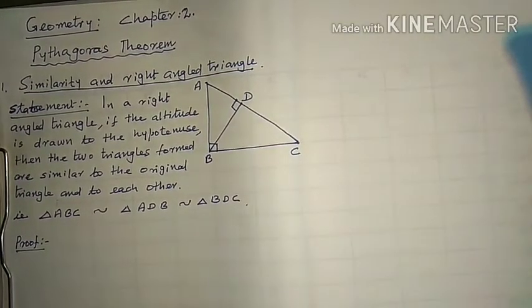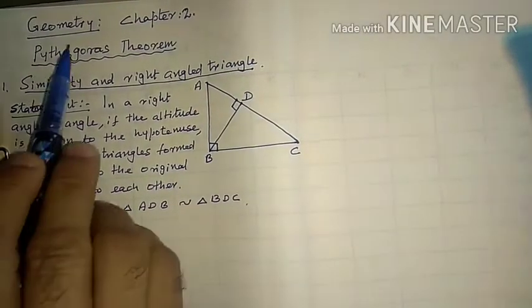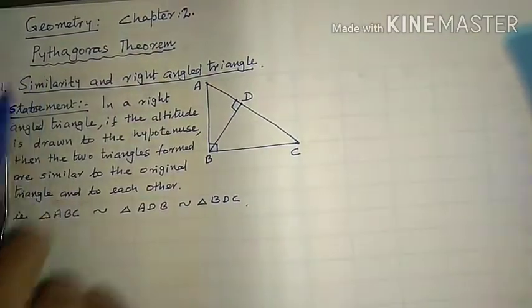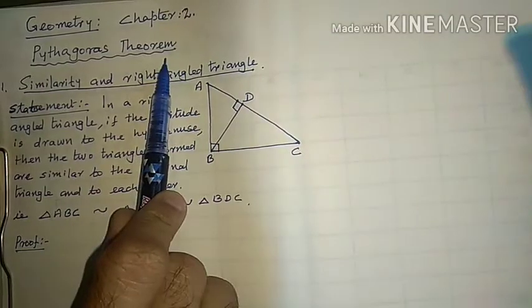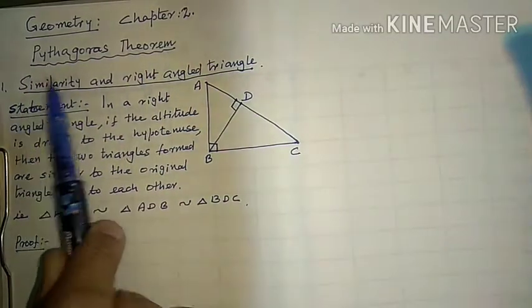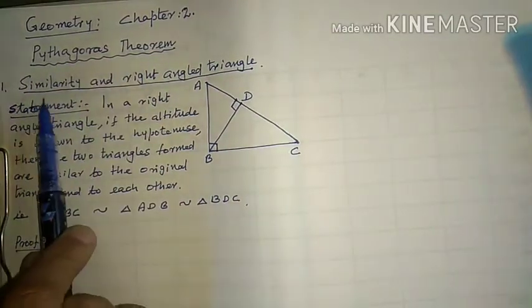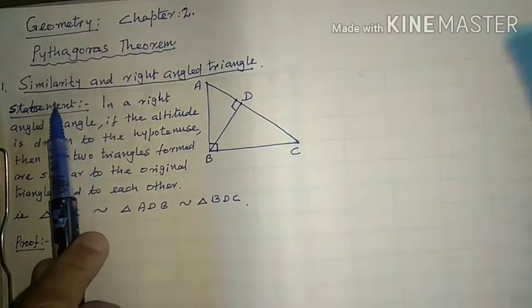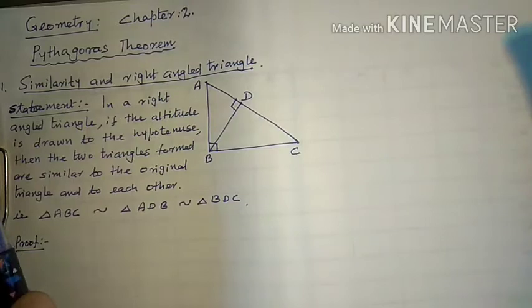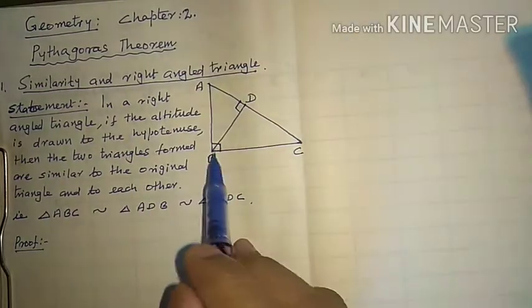Dear students, today we are starting Geometry second chapter, Pythagoras Theorem. This is the title of the chapter or the lesson. Out of that, the first point is similarity and right-angled triangles. Similarity and right-angled triangle. Here it means what?